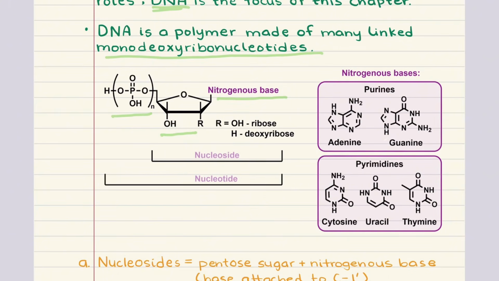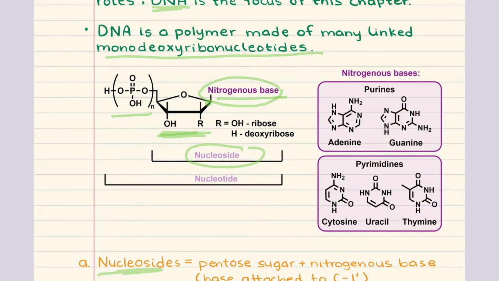Now, the first part of each building block is a 5-carbon sugar. This is also called a pentose sugar. This sugar is important because it gives the entire molecule directionality, and it also helps determine whether we're talking about DNA or RNA. Now, if we go ahead and we attach a nitrogenous base to that sugar, specifically at carbon 1, we've made what's called a nucleoside. So a nucleoside is just a sugar plus a nitrogenous base.